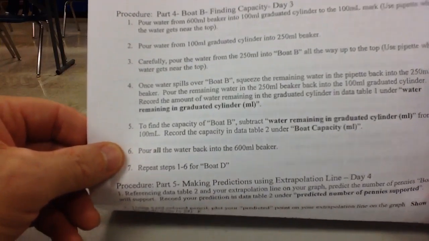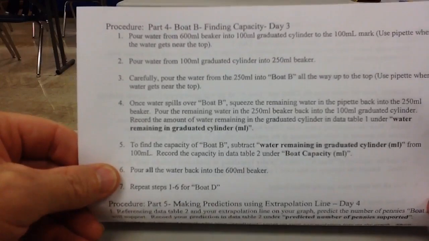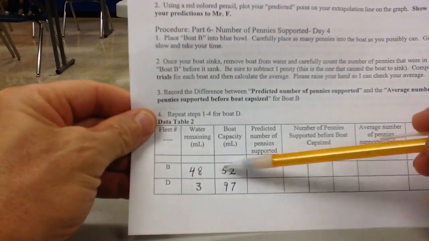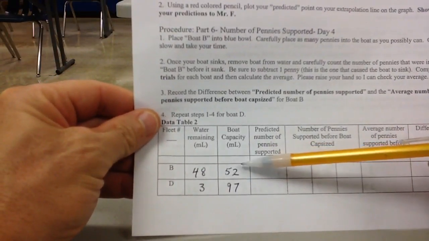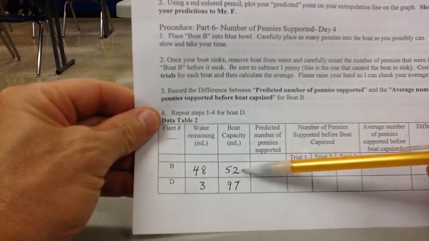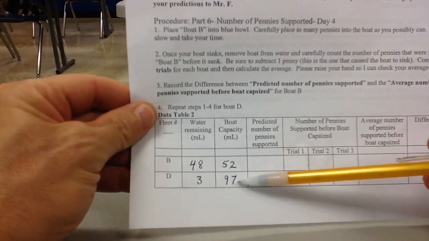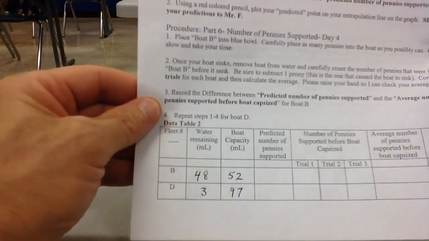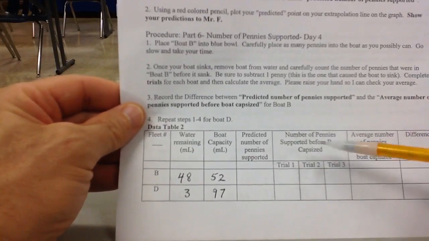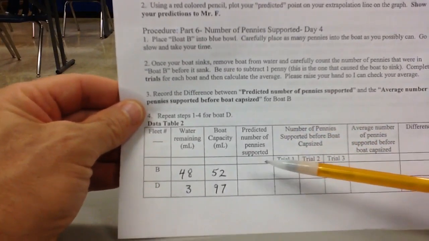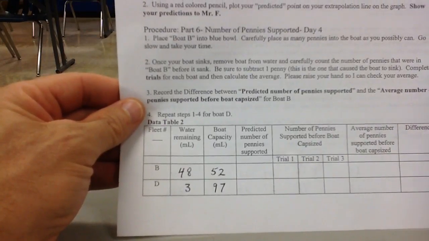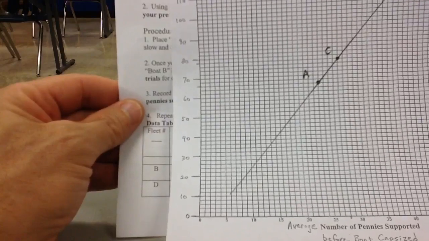Okay, I've fast forwarded through this, and I found the capacity of both B and D, and I recorded it down here. Now, if you recall, these two values should equal 100 milliliters. So 48 and 52 is 100, 3 and 97 is 100. Now what we have to do is make a prediction. We need to predict the number of pennies that will be supported. And the way we're going to do that is by using our prediction line or extrapolation line.